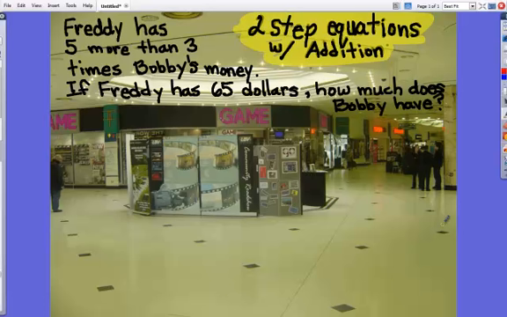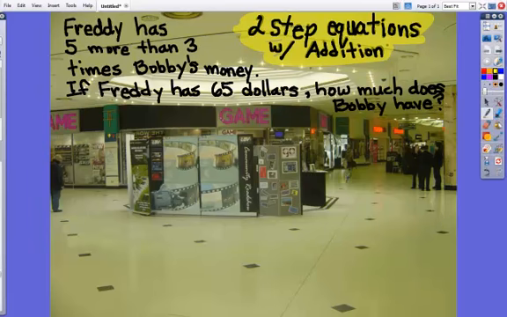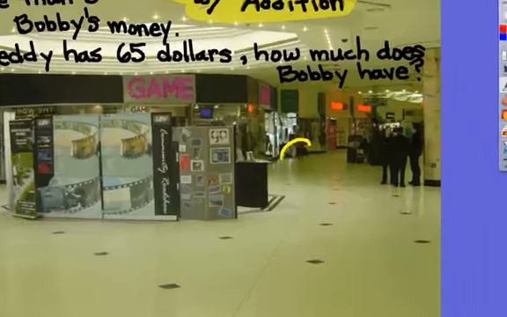Our problem starts off by saying Freddie has 5 more than 3 times Bobby's money. If Freddie has $65, how much does Bobby have? So we have two boys who are at the mall, and they both have a certain amount of money.